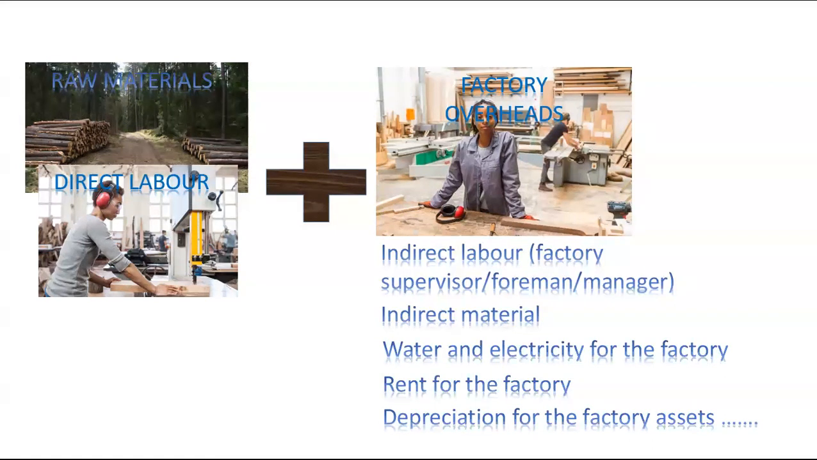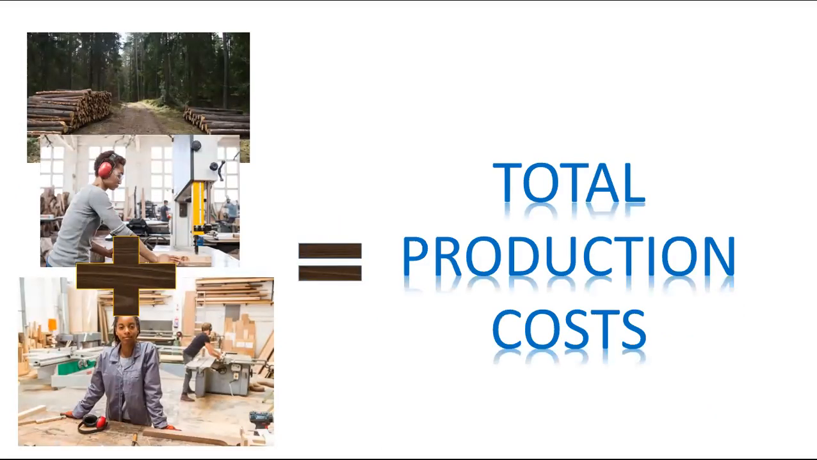And when you combine these two, you will get what we call total manufacturing cost, or basically total production cost. I normally call it TMC, which is total manufacturing cost, or TPC, which is your total production cost. So when you add your prime cost plus your factory overheads, you will get your total production cost.